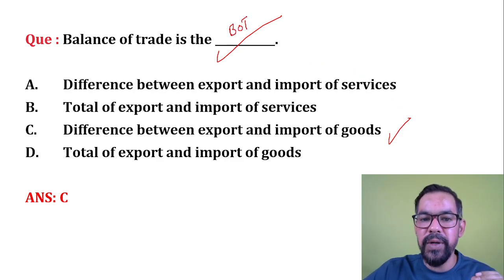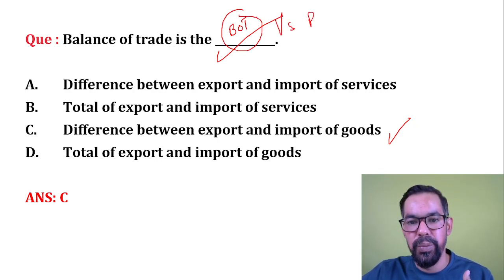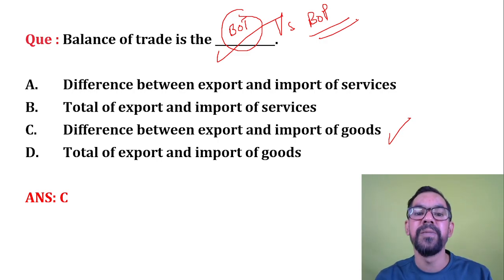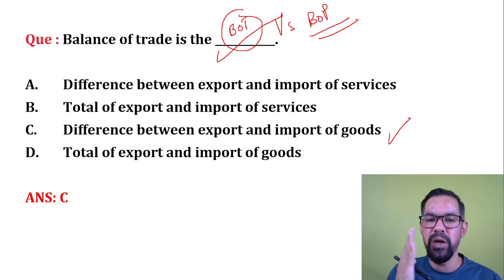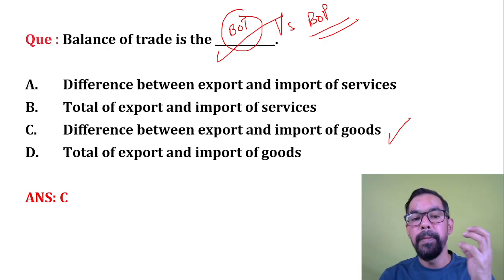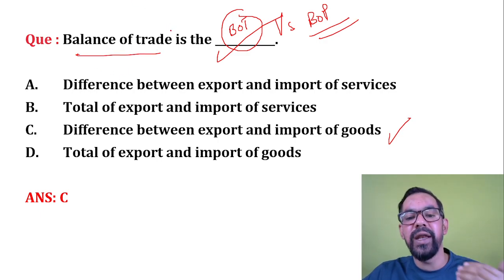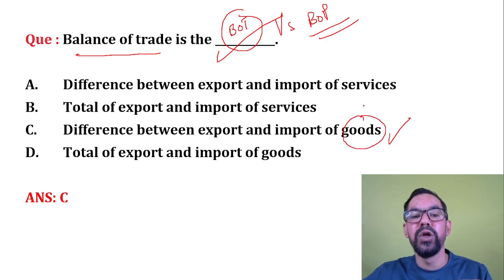So whenever we talk about the difference between BOT and BOP, please do remember this one. Balance of payment is the overall monetary transaction done by the Indian economy or Indians with the rest of the world. It can be in terms of import, export, services, investment and all. But balance of trade is import and exports of goods only.